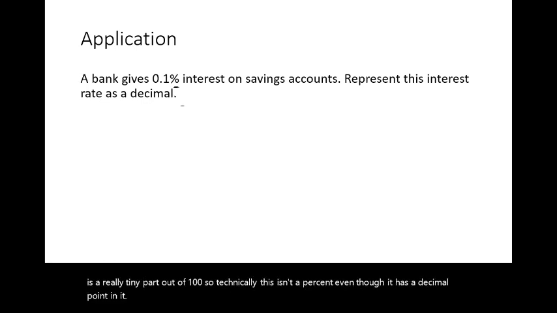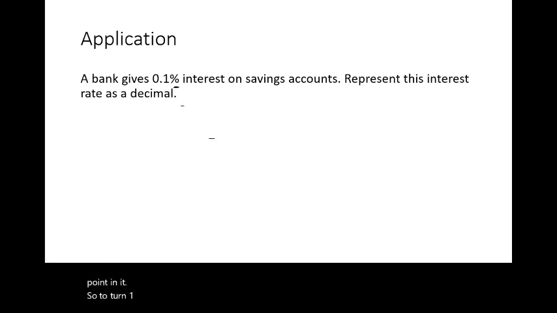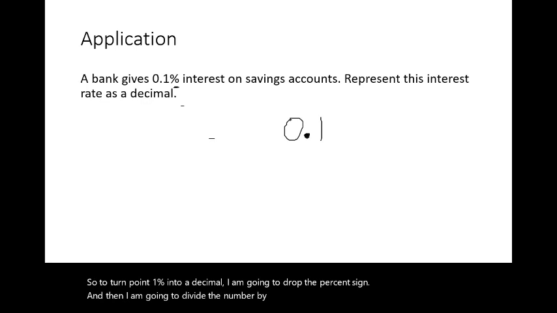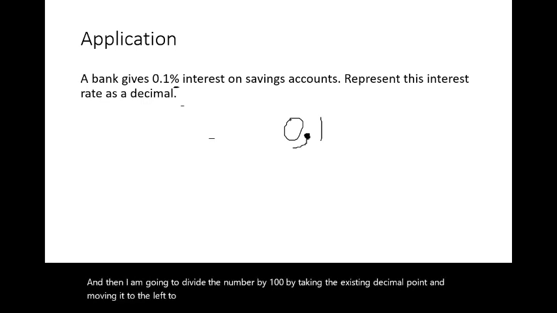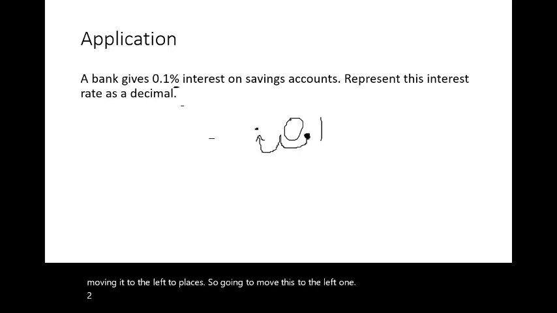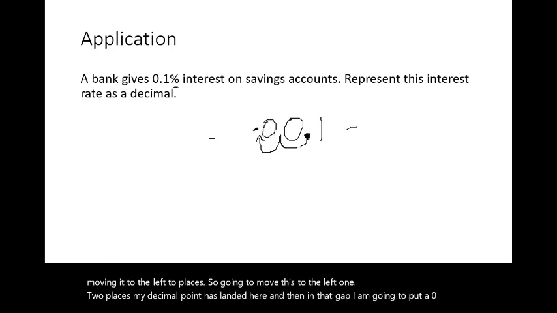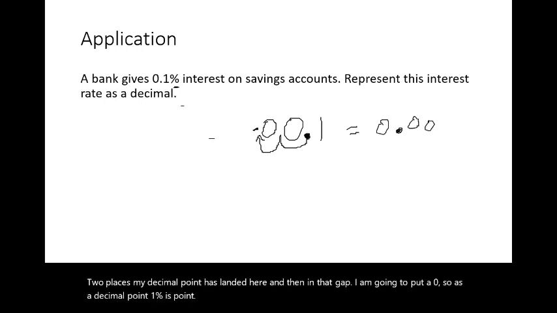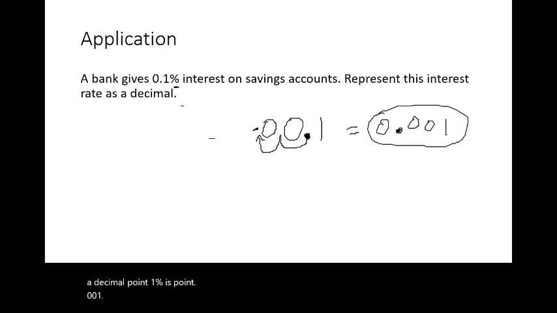So to turn 0.1% into a decimal, I am going to drop the percent sign. And then I am going to divide the number by 100 by taking the existing decimal point and moving it to the left 2 places. So I'm going to move this to the left 2 places. My decimal point has landed here. And then in that gap, I am going to put a 0. So as a decimal, 0.1% is 0.001. It's a really, really tiny decimal.